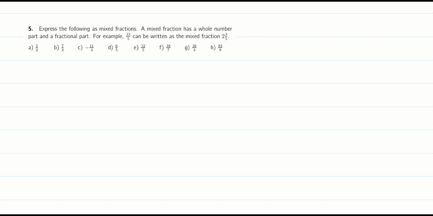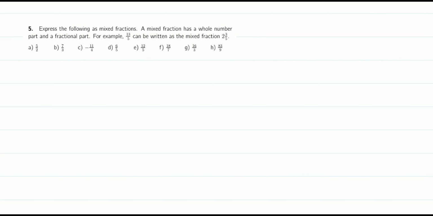Okay, on this question, we are dealing with improper fractions and we want to change them into mixed fractions. Improper fractions are those kind of fractions that the numbers on the numerator is greater than the numbers on the denominator. So if you look at the fractions on this question, the values on the numerator are always greater than the values on the denominator.